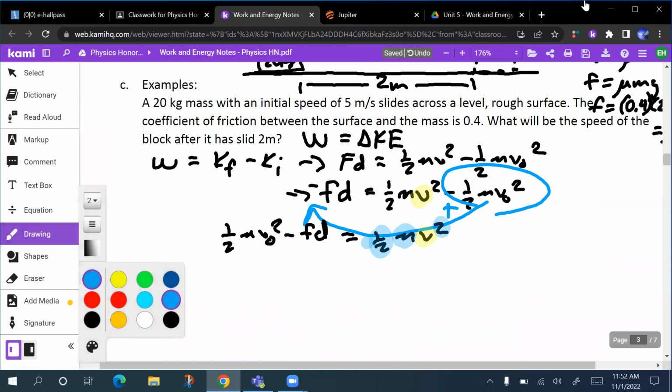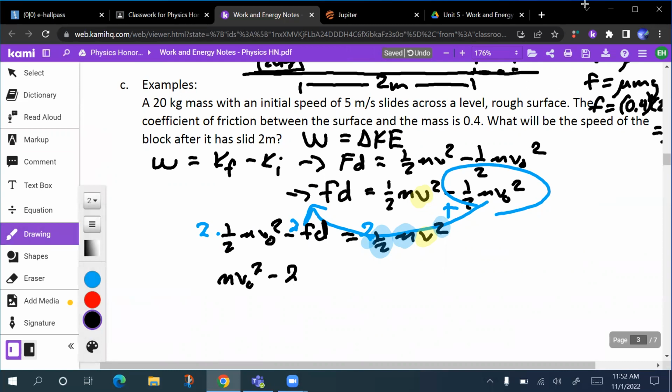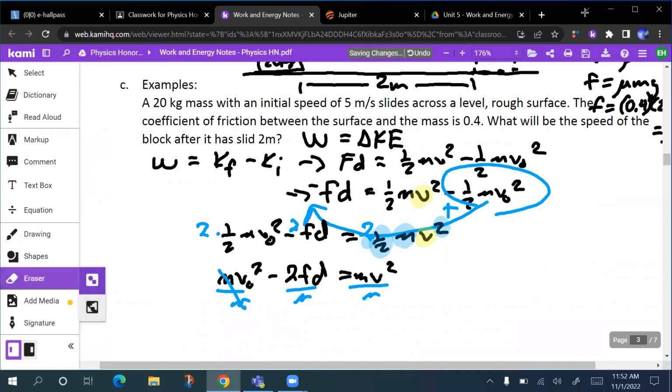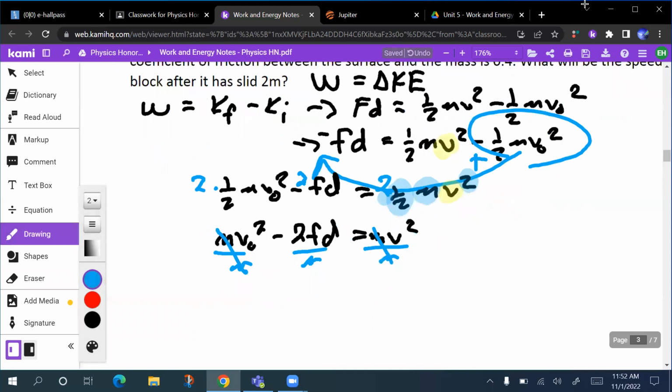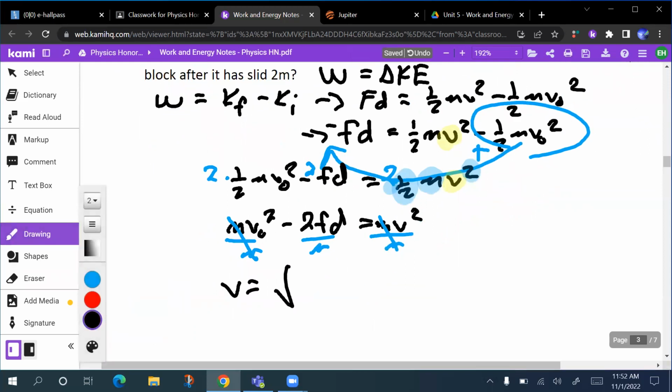Let's go ahead and start by multiplying each part by 2. And so I get m v naught squared minus 2 times friction times distance equals m v squared. Divide each by the mass. Now notice the mass cancels in this term, but not in that term, so be careful not to just automatically cancel it. And then the last step, of course, is the square root. So v is equal to the square root of v naught squared minus 2 times the friction times the distance divided by the mass.